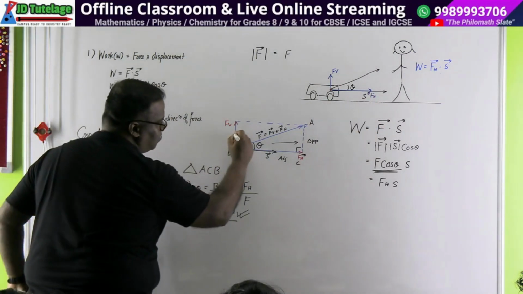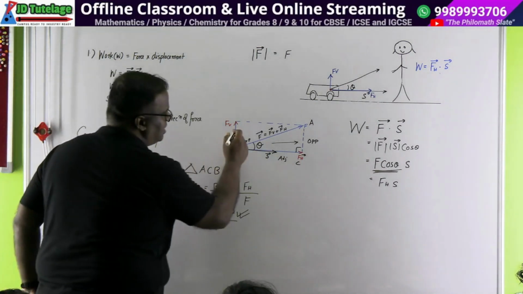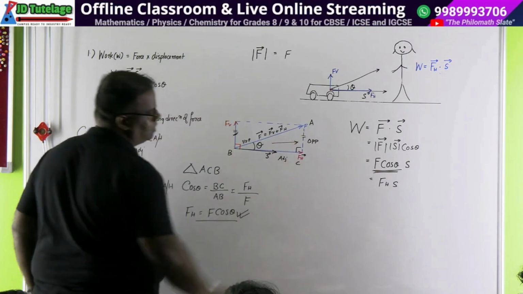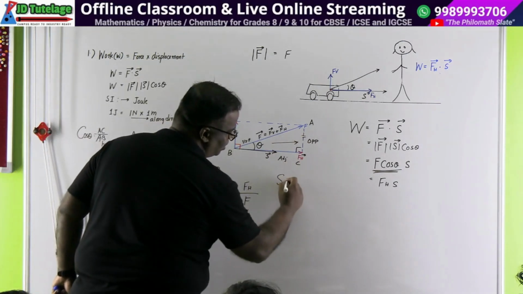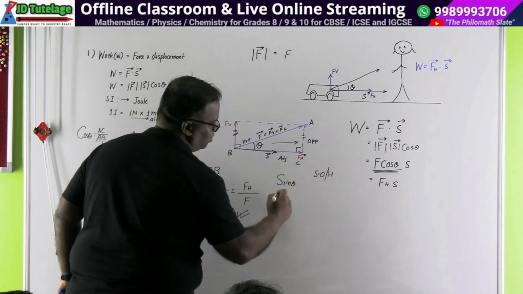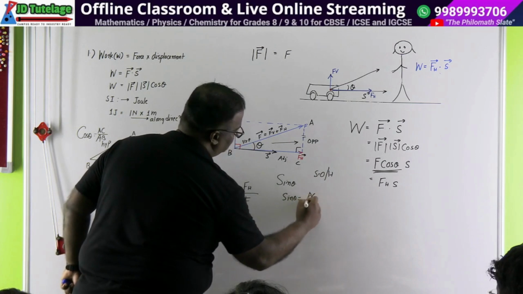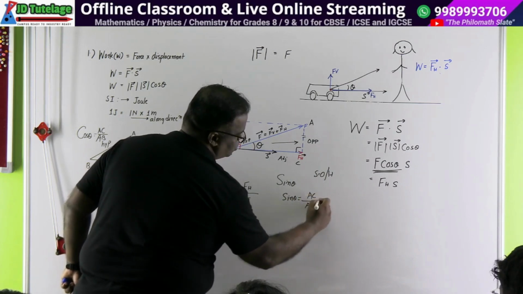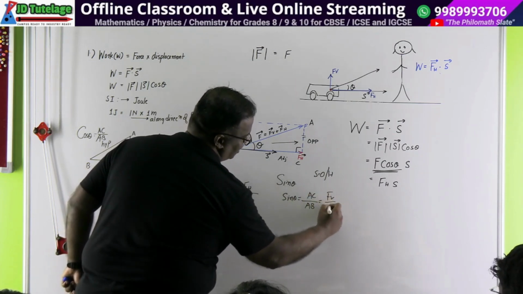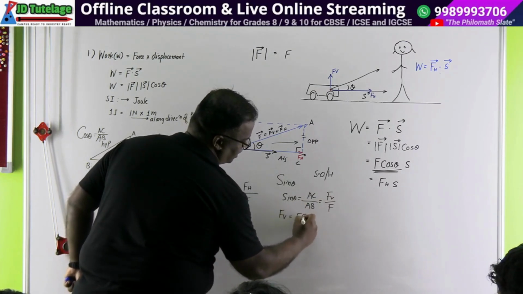Let us find out what this one is. It will be like this in all problems. What is this? Isn't this fellow equal to this fellow? Yes. Take the sine ratio here. Sine theta. Sine means so. So sine theta should be equal to what? Opposite side AC divided by AB. So this is equal to FV divided by F. Therefore, FV is known as F sine theta.